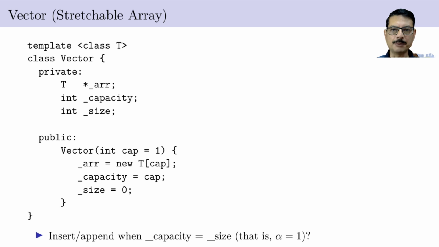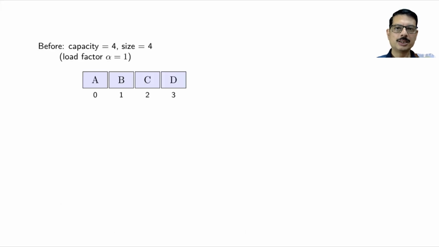So let us take an example. Here is your internal array which is having capacity 4, and suppose all 4 cells are occupied. That means size is equal to 4. In other words, the load factor alpha is 1. And if you want to add one more value, what should you do?